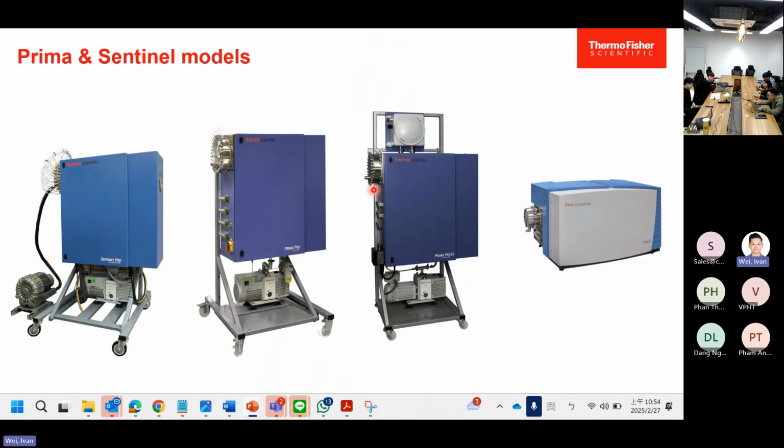Okay. On your left-hand side here is the Sentinel. In the middle is the Prima Pro and Prima EX, Pro EX. And we also have a benchtop mass spectrometer for small scales in the lab, which we can put on the bench. All of these solutions use the same concept and same technology. It's called mass spectrometry.